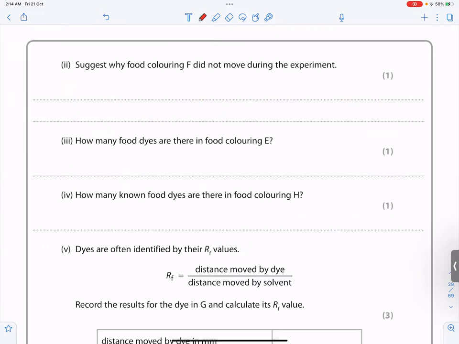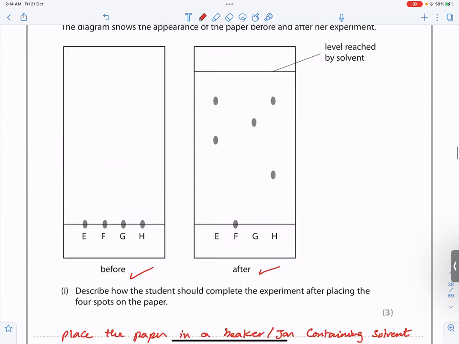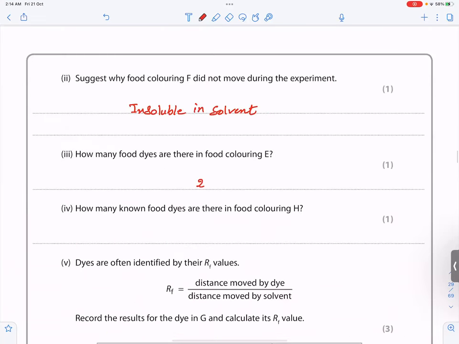Question double I suggest why food coloring F didn't move during the experiment. Here it is insoluble in solvent, insoluble in the solvent, which is the water. How many food dyes are there in food coloring E? Coloring E has two spots, so two dyes.